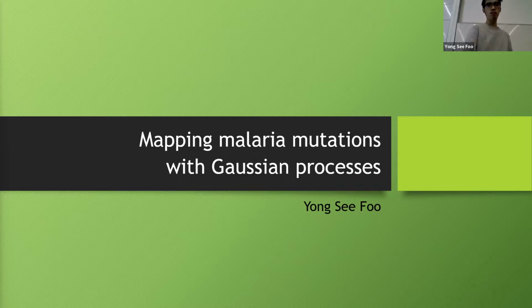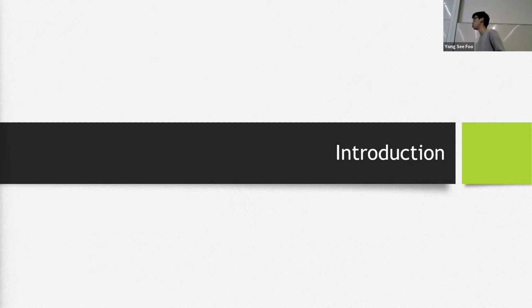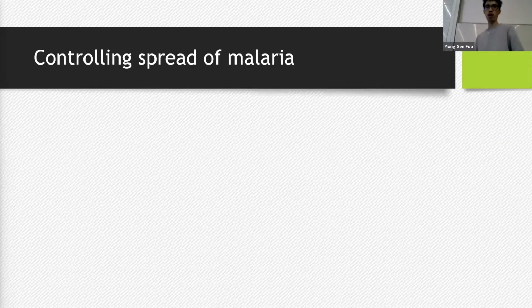So let's get started with a bit of motivation for why we care about mapping malaria mutations. Malaria is a really widespread disease that still is quite a pain in a lot of developing countries. It still kills almost 500,000 people a year. And so there's a lot of work done to control the spread of malaria.